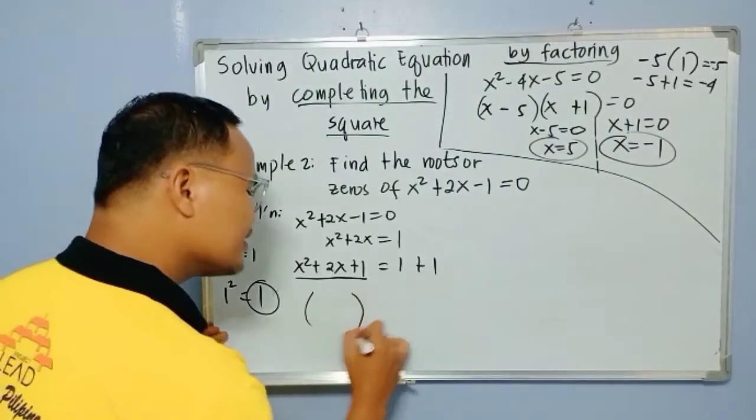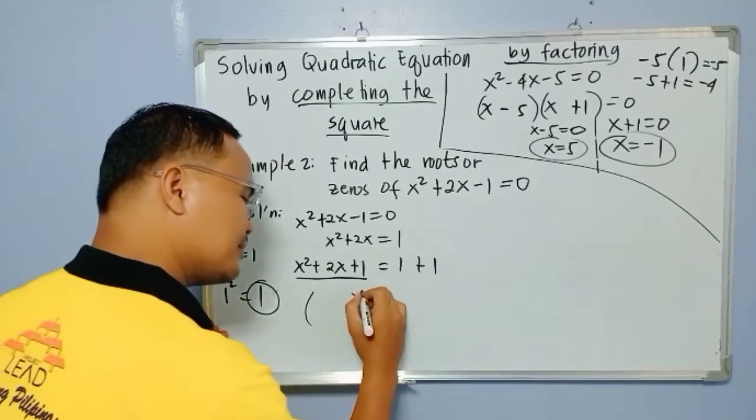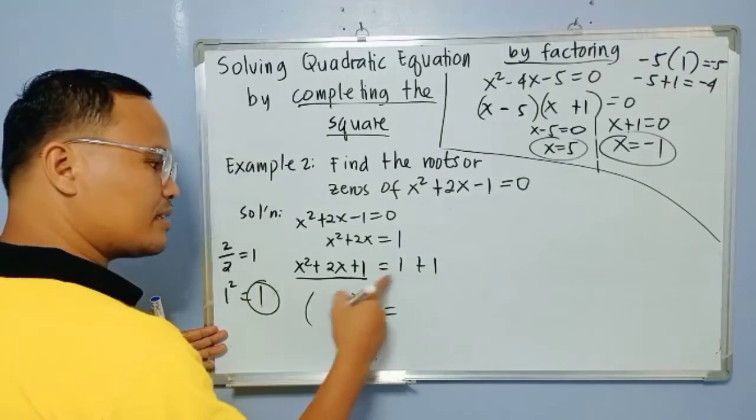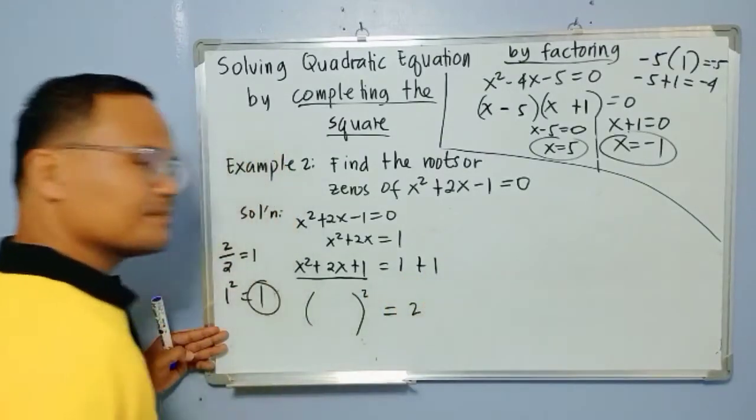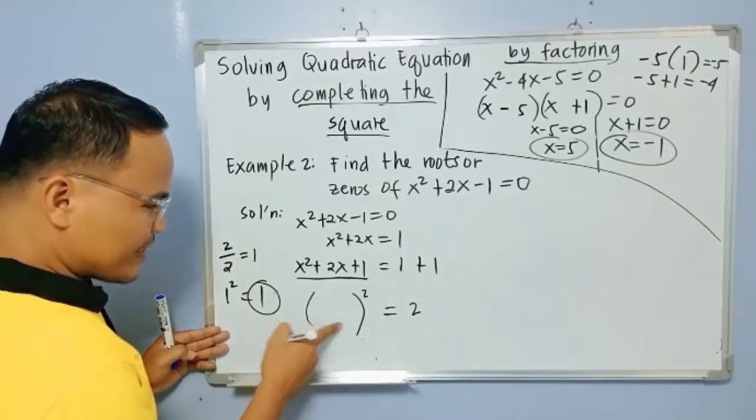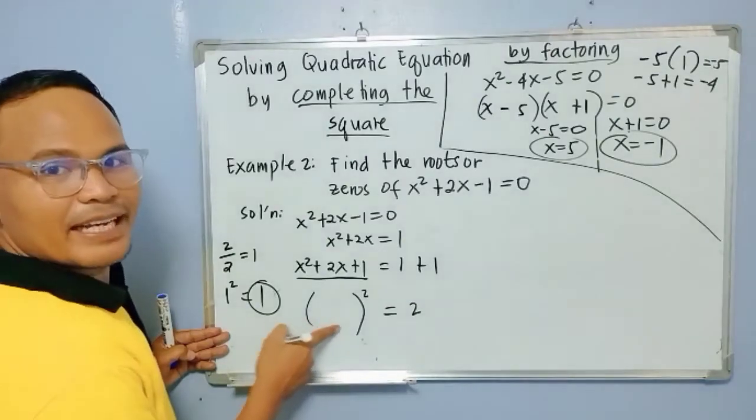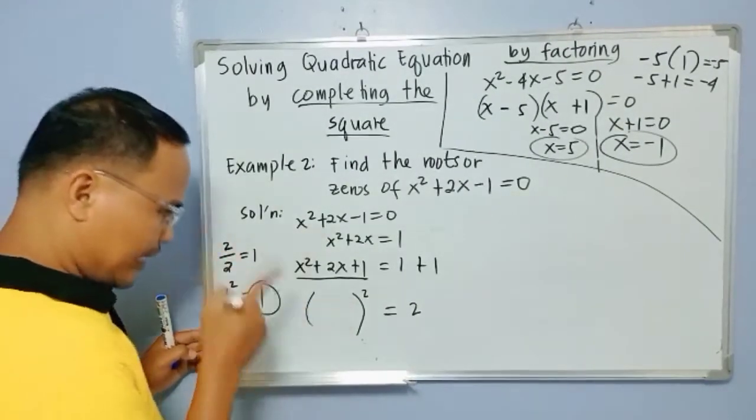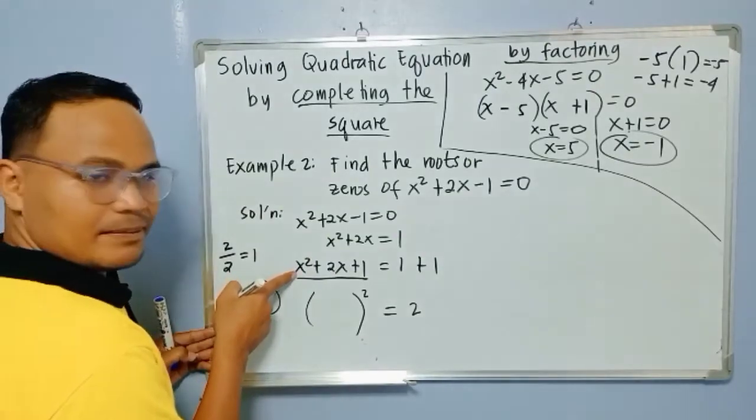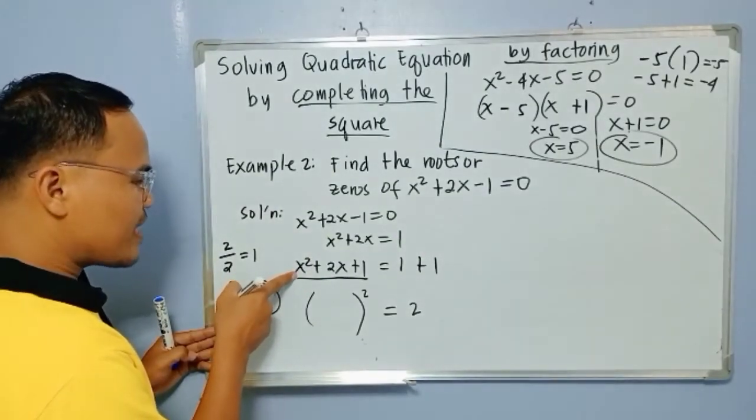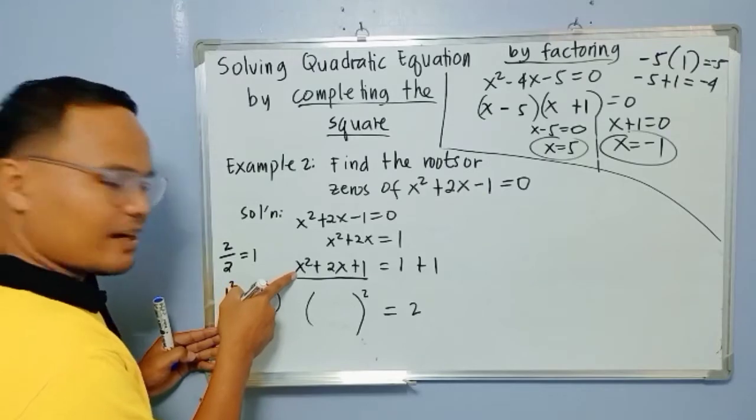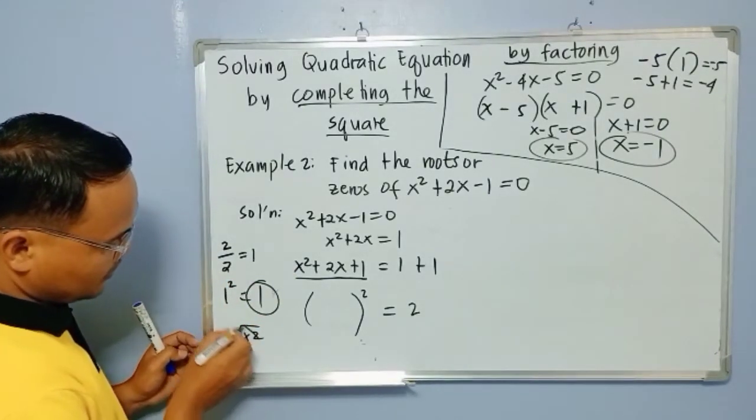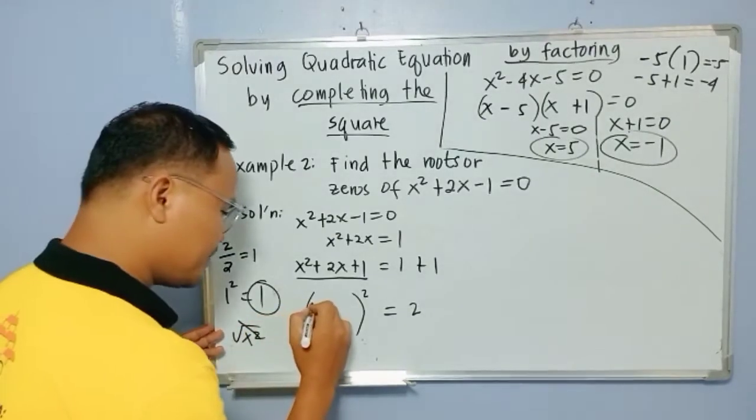Create a parenthesis, then put exponent 2. Add the numbers here. The result is 2. Then what is inside here? The inside of the parenthesis is a binomial. What is that binomial? It is the square root of the first term. What is our first term here? x squared. So the square root of x squared cancels out. x will be the answer.